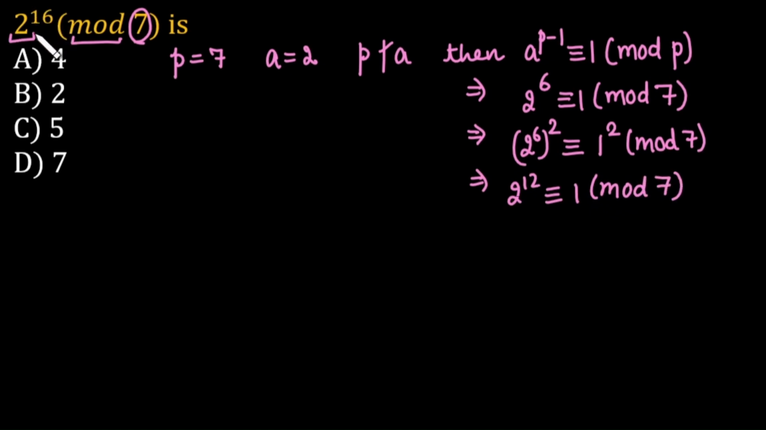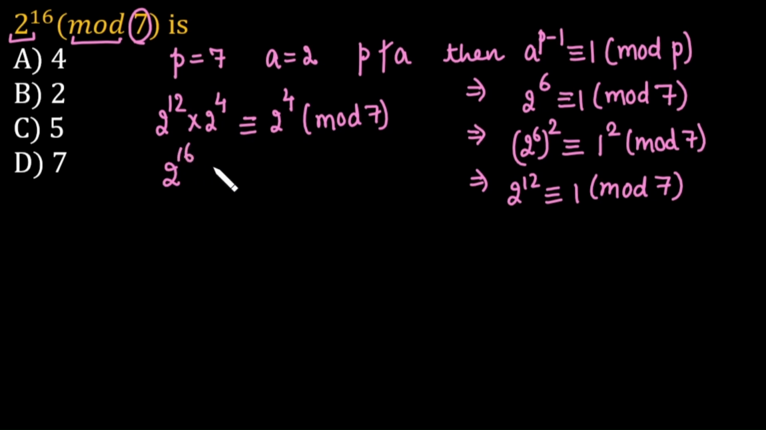Now we need 16. It means we will multiply both sides by 2 raised to power 4, so that on the left side we get 2 raised to power 16, and on the right hand side we have 2 raised to power 4, because 1 gets multiplied by 2 raised to power 4. Left side indicates 2 raised to power 16. On the right hand side, 2 raised to power 4 is what? 16. Now 16 when divided by 7, what is the remainder? In this case the remainder is 2. So it means this expression is congruent to 2 mod 7. Hence option B is correct.